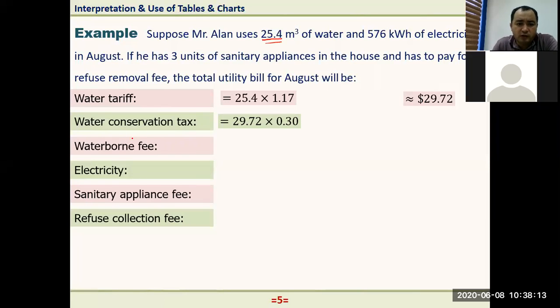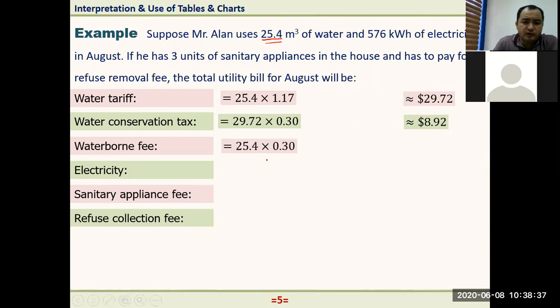Next one is water conservation tax. For water, how much are we paying? 29.72. It says that for each dollar, it is 0.30, right? It's like 30%. So we multiply by 0.3, and we get how much? It is 8.92. So we are paying this for water conservation.